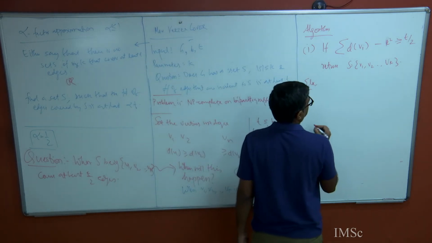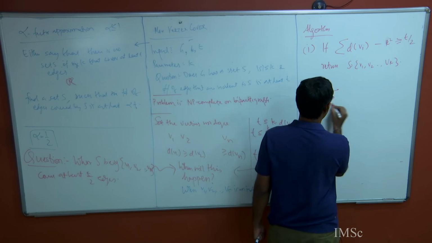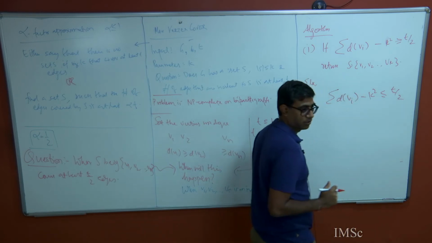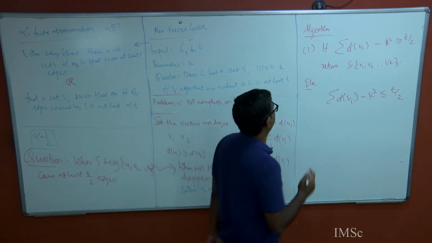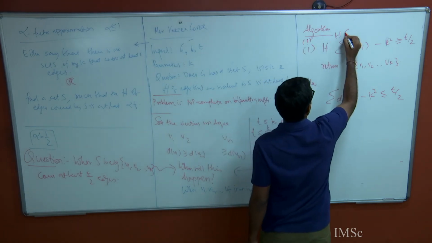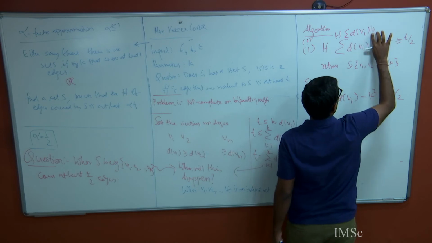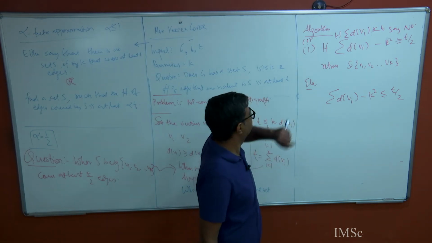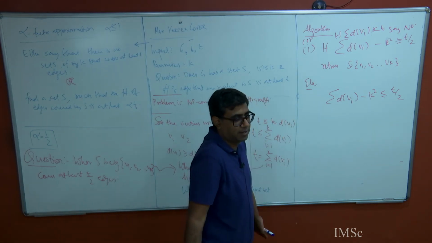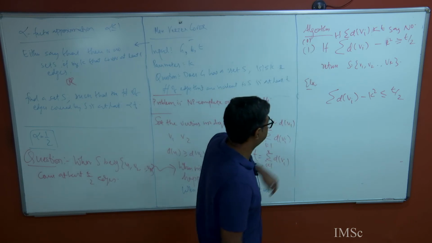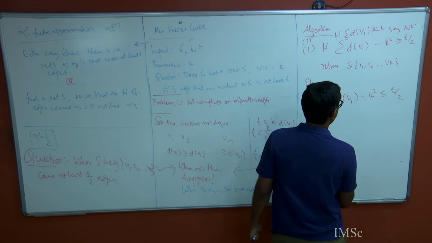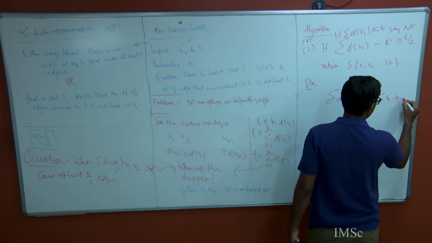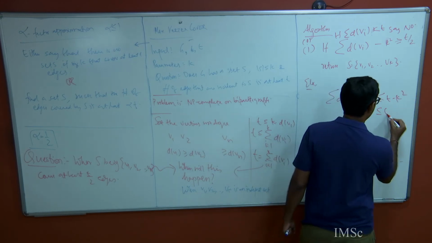Else, what happens? The summation of degree of v_i minus k square is less than or equal to t by 2. And there is a 0th step, right? If the summation of d(v_i) is less than t, say no. If even after overcounting we can't cover t edges, then forget it. Then what do we know? This is less than this. So basically this is less than or equal to t minus k square, which is less than or equal to t by 2.